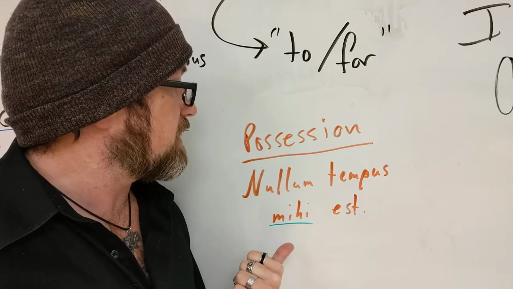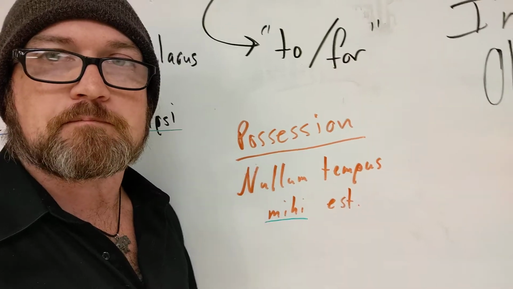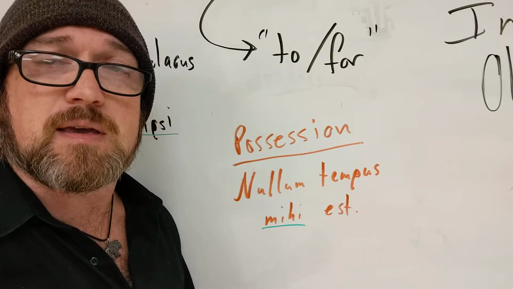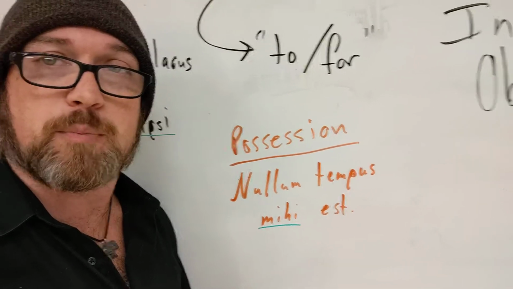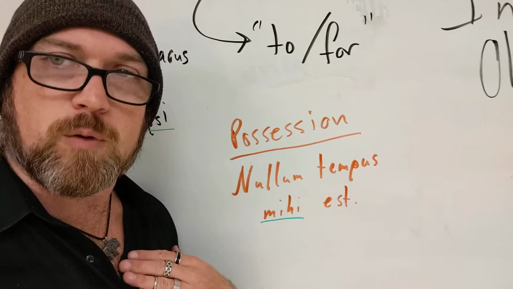So what this sentence, in its most literal sense, says is, there is no time for me. All right, as does my verb, there is. My subject is the neuter noun tempus with the adjective nullum, so there is no time for me.